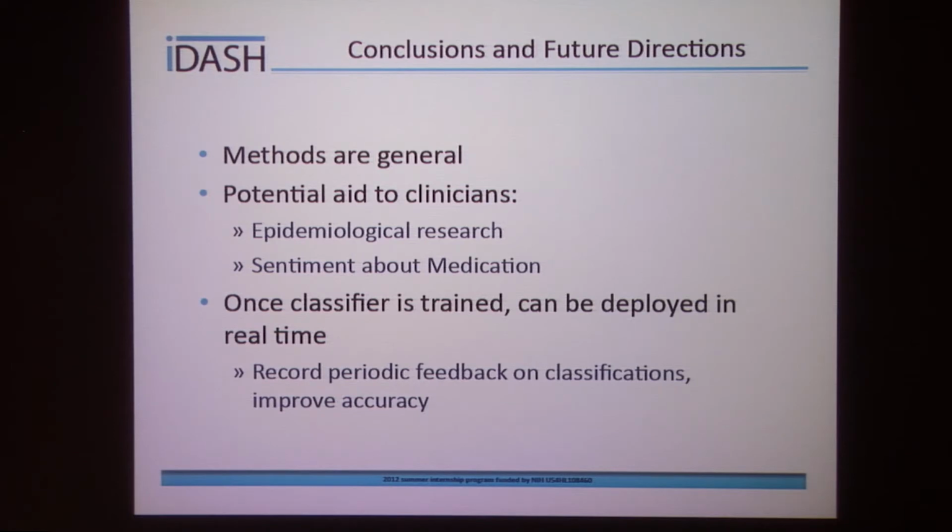about on Twitter. And you could use this as a clinician potentially to back up epidemiological research using location information, as well as determining people's sentiment about their medication without having to go through the clinician first, because people say things on Twitter that they might not say to their doctors. And then finally, once the classifier itself is trained, it can be deployed in real time, which means that you can get information as it's coming in.